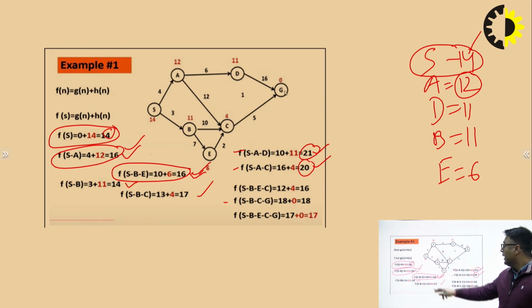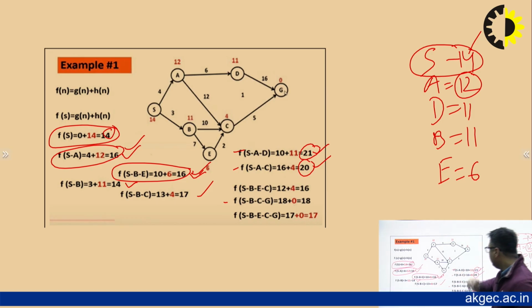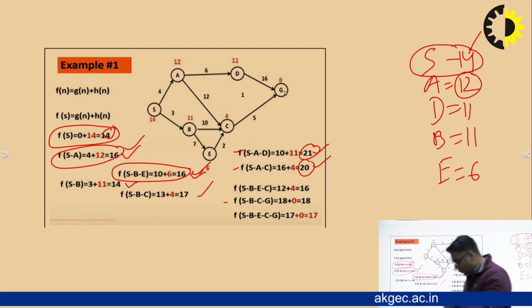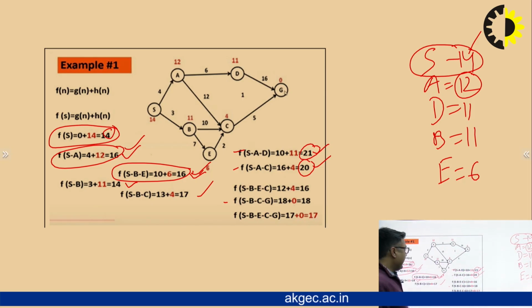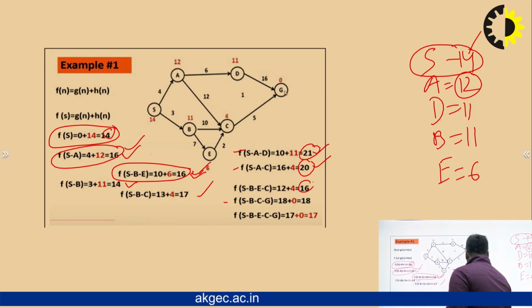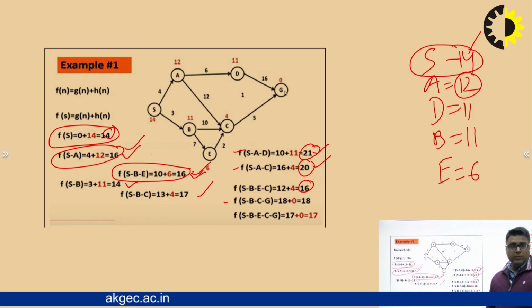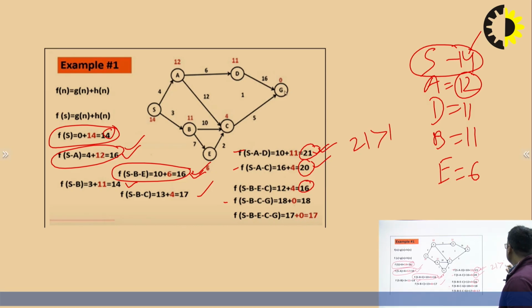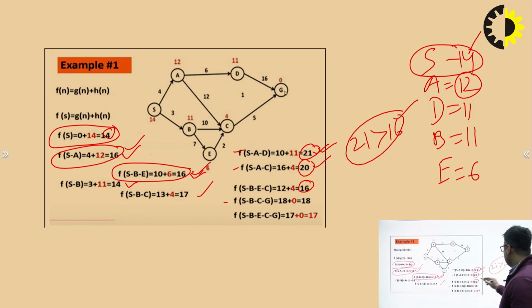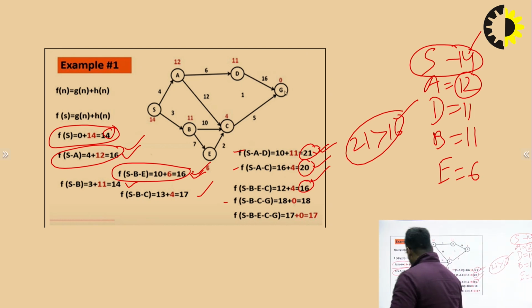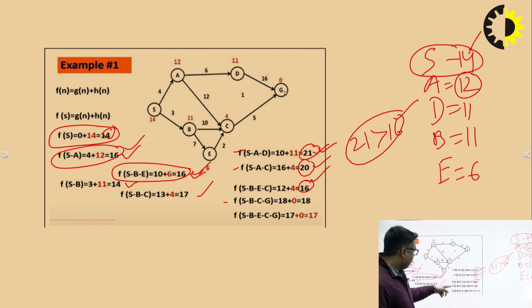Again explore S to B to C and S to B to E, and consider B to E. E moves in the C direction, and that value is 16, which is much lower than the other path's 21. Comparing, 21 is greater than 16, so I have to follow this path, and then from C move to the goal node.